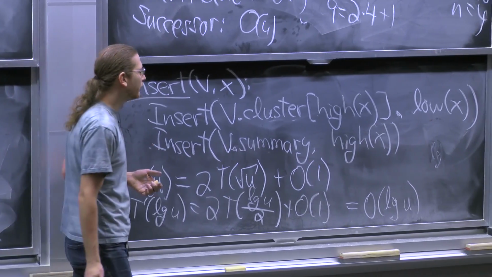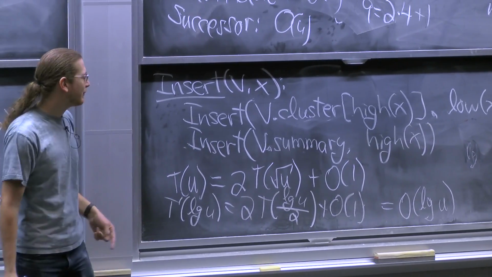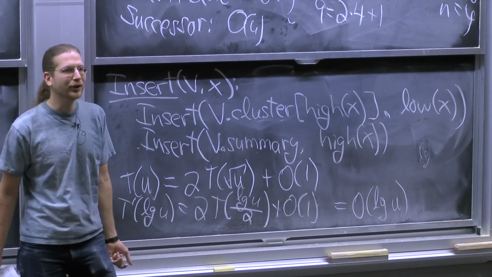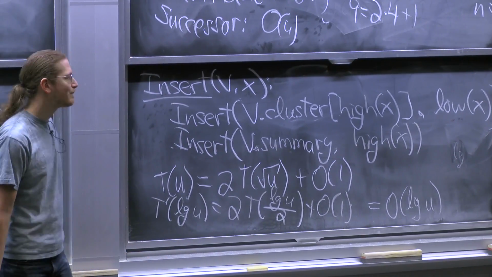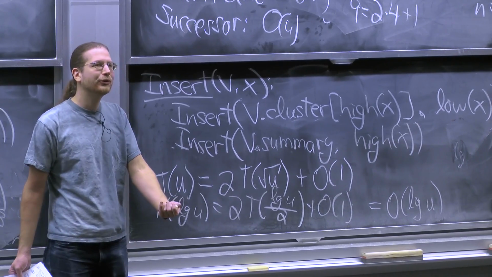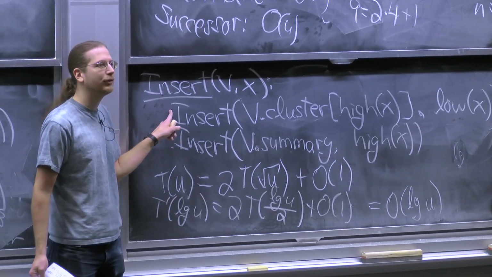The tricky part is detecting. Right? How would we know? Well, that's not enough just to detect it. If high of x is not in v.summary, we have to do this insert. Can't get away with it. But that's kind of rare. That only happens the very first time you insert into that cluster. Every subsequent time, it's going to be really cheap. We just have to do this.